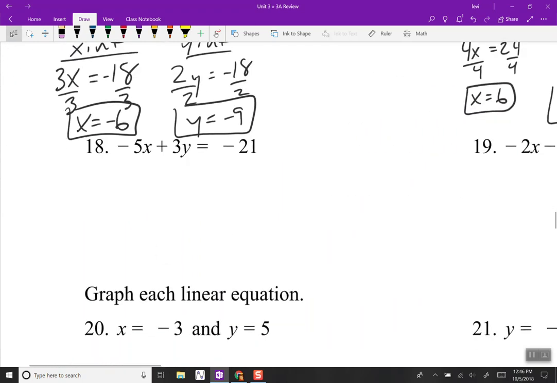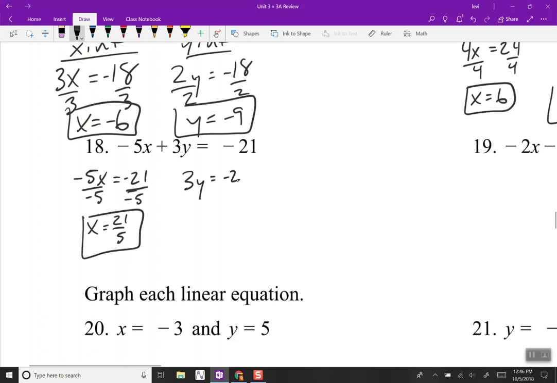18. Negative 5x equals negative 21 divided by negative 5. X equals 21/5. I don't think we can simplify that. That's our x-intercept. Y-intercept, 3y equals negative 21 divided by 3. Y equals negative 7.